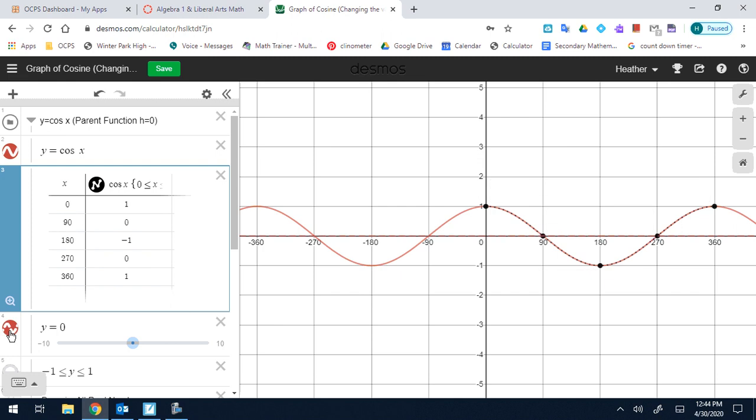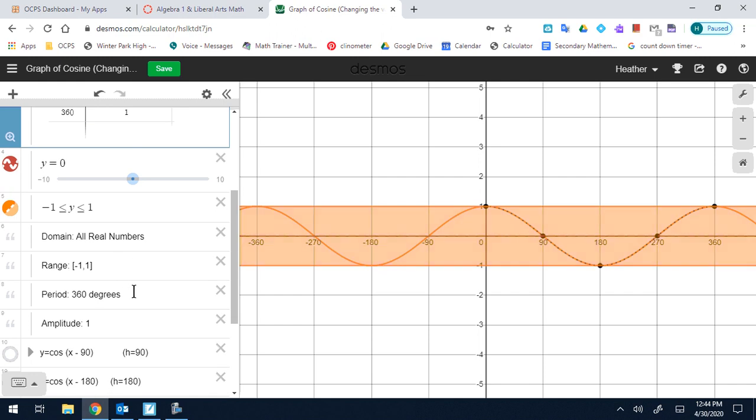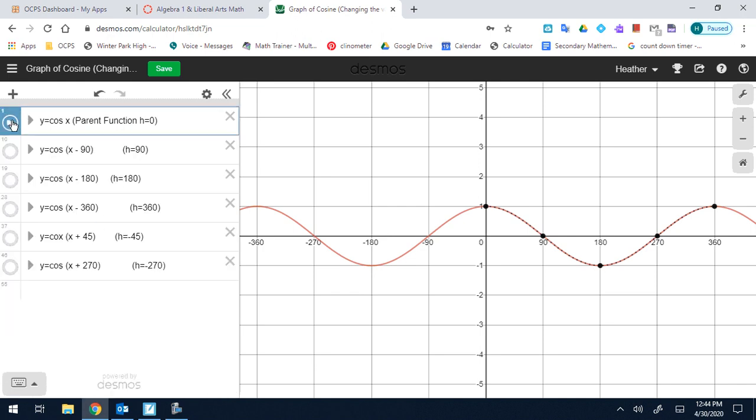My midline is the same. My range is the same as sine. So my domain, range, period, and amplitude are all the same as sine, except where I'm starting. Instead of starting at 0 and going 1, 0, -1, 0, I'm starting at 1 and going 0, -1, 0, 1. So I'm going to turn most of these off. I'm going to leave those two things on.